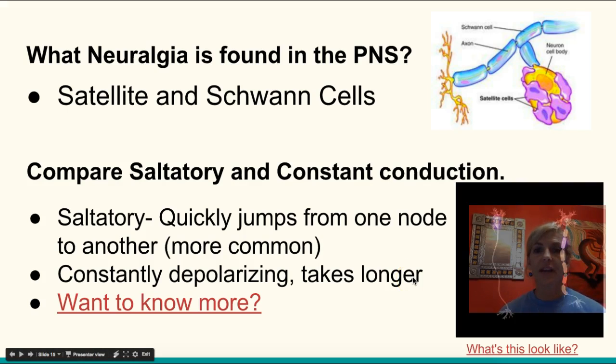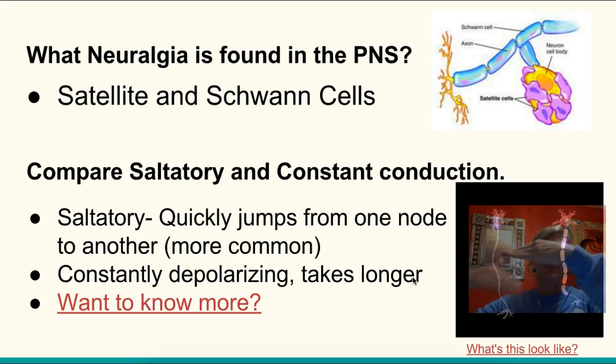Comparing saltatory and constant conduction, remember saltatory is jumping. So impulses are jumping from one node to the next, and that impulse, remember, is a depolarization. If there's a wrapping on the axon, there's not going to be any room for sodium to move in and out or potassium to move in and out, and we need those ions to be moving in order for there to be an impulse, in order for there to be an action potential, in order for there to be a depolarization. So one of the big differences is saltatory conduction is much quicker because it can jump from node to node to node.